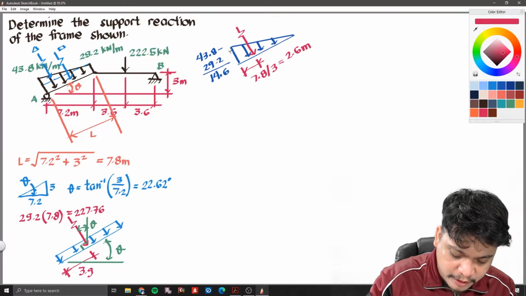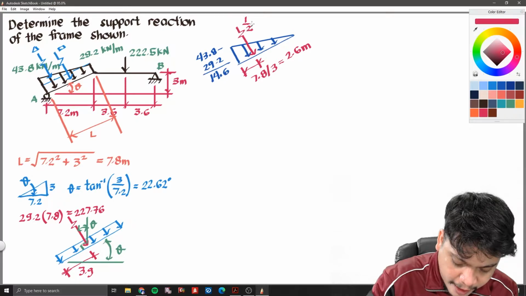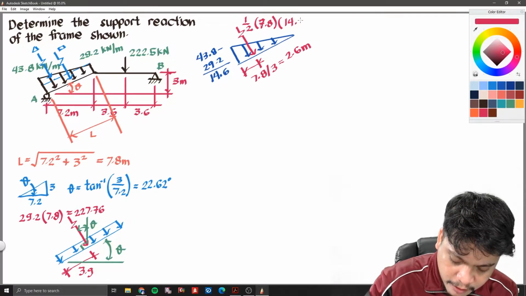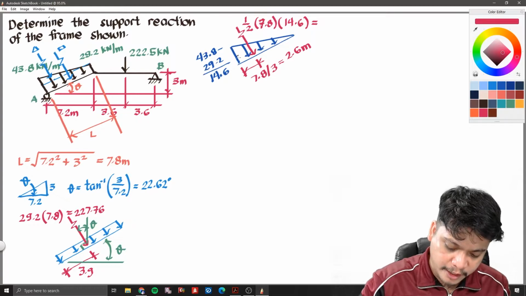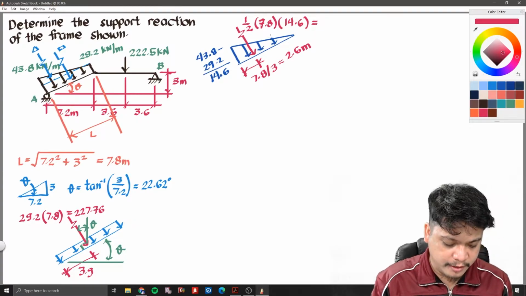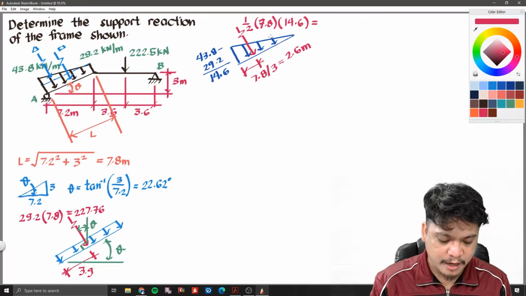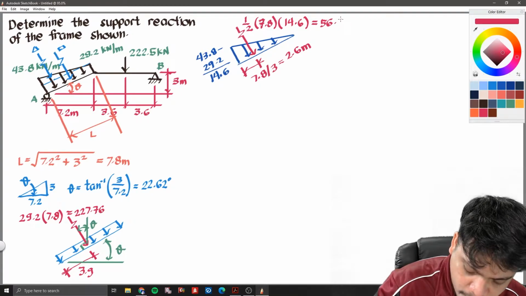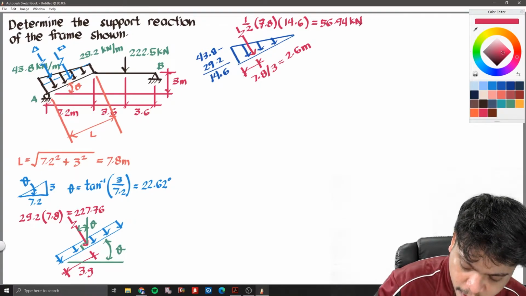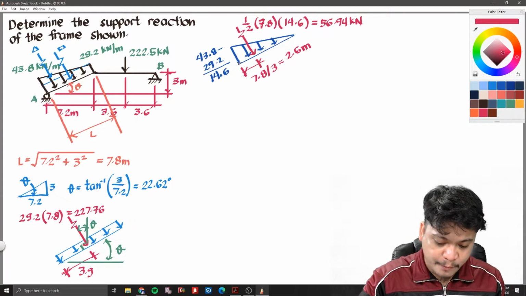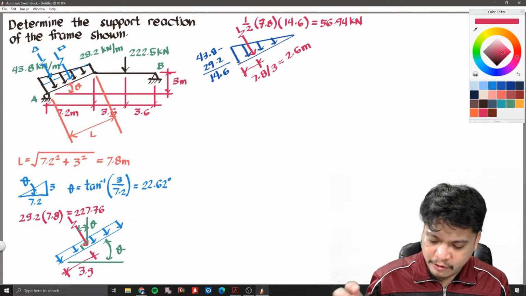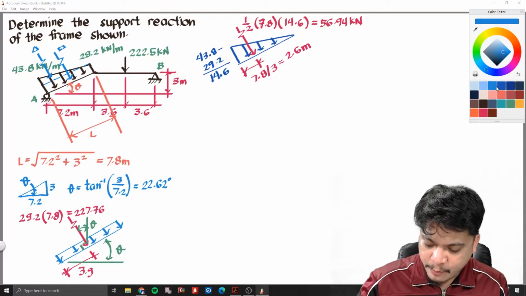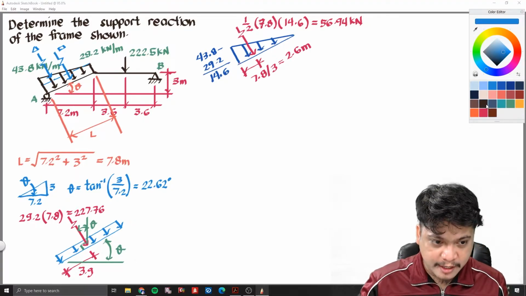Next, yung resultant nito, it is just equal to the area. 1/2 base 7.8. Okay, and then the height is 14.6. Okay, so yung area nito ng triangle mo, yun lang yun. So 0.5 times 7.8 times 14.6. So you will have here 56.94 kilonewton located 1/3 from point A. Okay? So, since meron na tayo ng lahat ng yan, pwede na ako ngayong mag-summation forces or summation moment.